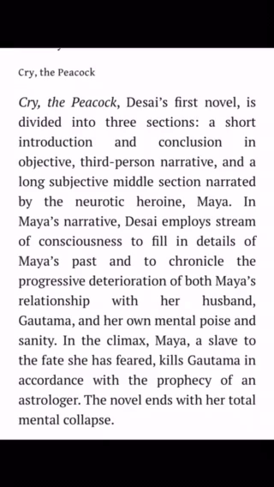In the last part, in the climax, we see that Maya has become a slave to the fate which she has been fearing so far, and in a fit of frenzy, she kills Gautama, her husband, in accordance with the prophecy of an astrologer. The last part is a very small one, and in this section we see that the novel ends with her total mental collapse.